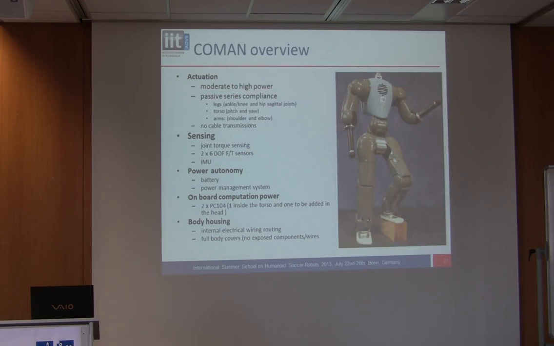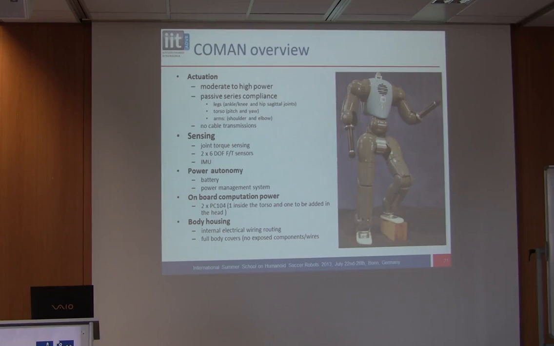So this is Tomac, as it looks now. As I say, the child size, for a half-year-old child, has moderate high power actuators, and uses passive series elastic compliance in a few joints, 14 of the 25, as you see in the next slide.